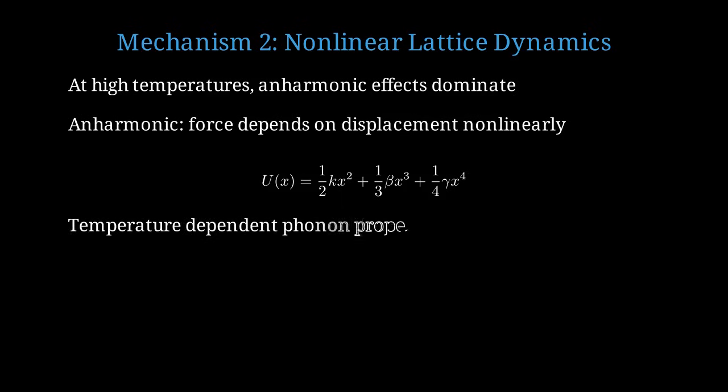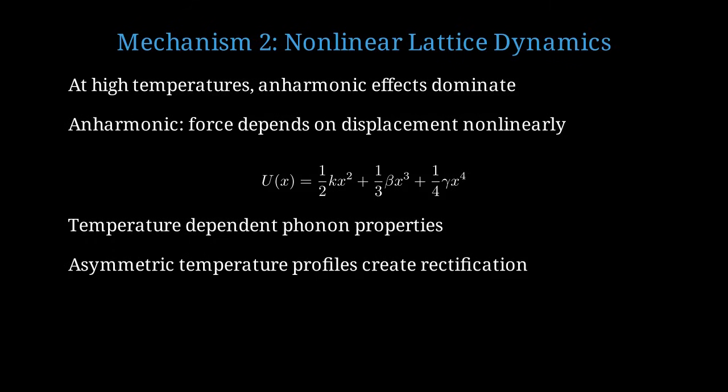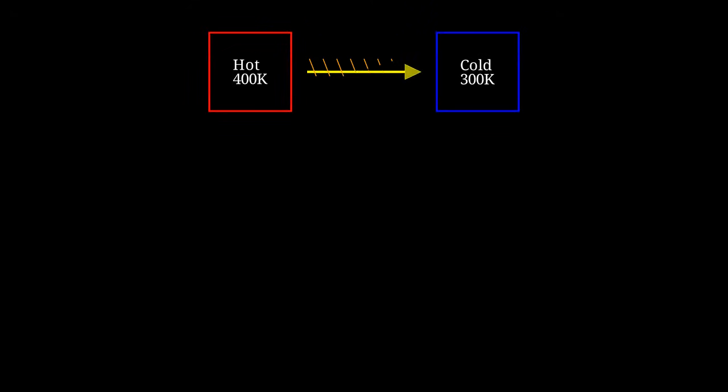These anharmonic effects make phonon properties strongly temperature-dependent. The thermal conductivity itself becomes a function of temperature gradient direction. When we apply a temperature gradient in one direction, we get a different phonon distribution than when we reverse the gradient. This asymmetry in phonon populations causes rectification. Here's a temperature gradient. Hot side at 400 Kelvin, cold side at 300 Kelvin. The phonon flux depends on the nonlinear properties of both ends.